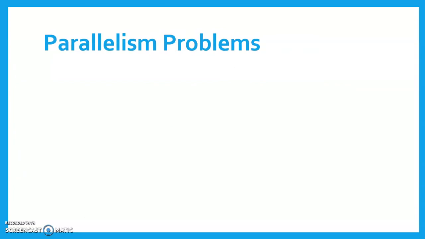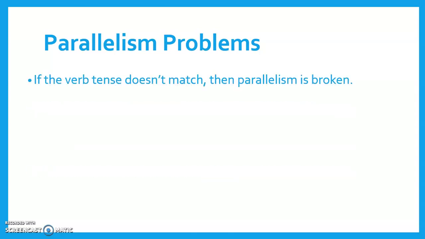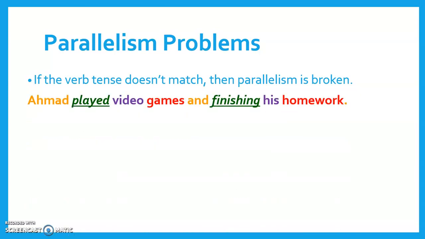Unfortunately, a lot of problems can happen when we try to make our lists parallel. Here are a couple examples of common problems. For example, if the verb tense doesn't match up, then our parallelism is broken. To take the example from our last slide, if we change those verbs a little bit, Ahmad played video games and finishing his homework. Boy, it sounds pretty weird, doesn't it? That's because played is in past tense and finishing is in present tense. We've got some time warp going on here, and it just doesn't match up. It's not parallel.